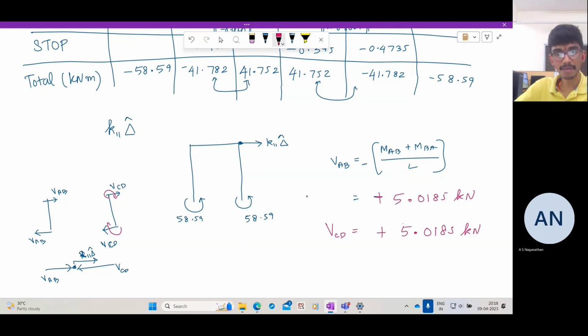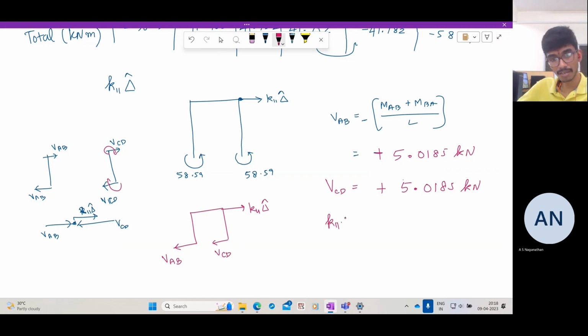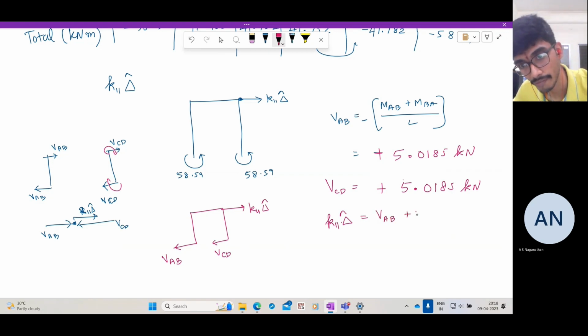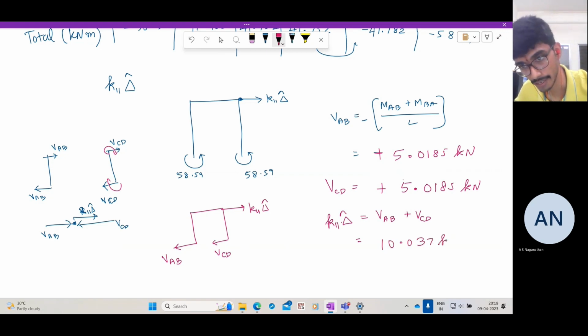Now establish the equilibrium of the whole structure. So you see VAB is in this direction. So you have K11 delta cap, VAB and VCD like this. There are no other horizontal forces in the structure, which means K11 delta cap is nothing but the sum of these, which is 10.037.